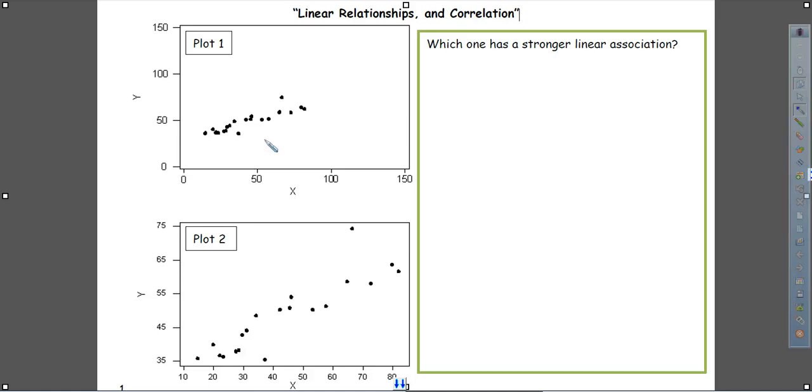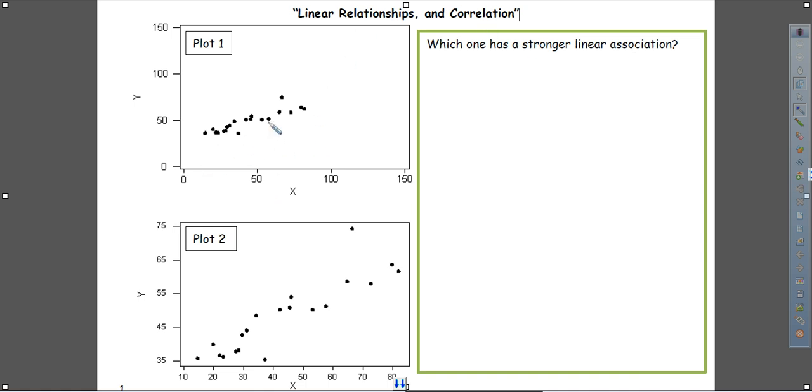Hello again, welcome back. We're going to continue to look at linear relationships and correlation. Look at the two scatter plots that we have here, plot 1 and plot 2. Which one has a stronger linear association? Plot 1 or plot 2?